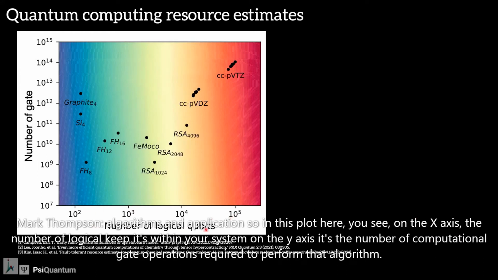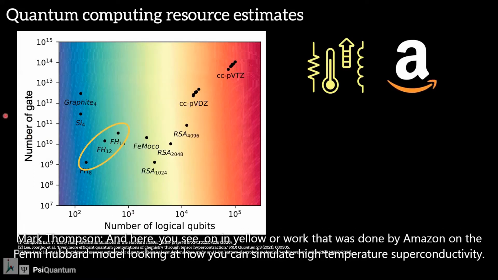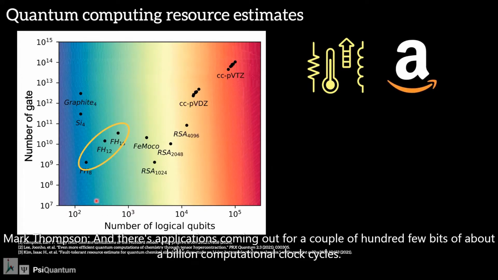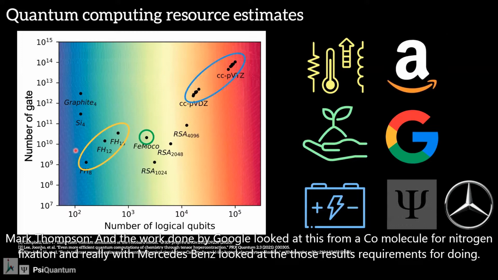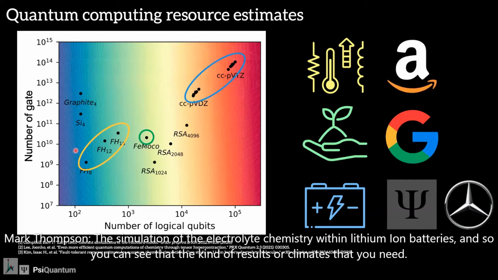So in this plot here, you see on the x-axis the number of logical qubits within your system. On the y-axis, it's the number of computational gate operations required to perform that algorithm. And here you see in yellow our work that was done by Amazon on the Fermi-Hubbard model, looking at how you could simulate high-temperature superconductivity. And there's applications coming out of sort of a couple of hundred qubits with about 1 billion computational clock cycles. The work done by Google looked at this FeMoco molecule for nitrogen fixation. And we, with Mercedes-Benz, looked at those resource requirements for doing the simulation of the electrolyte chemistry within lithium-ion batteries.